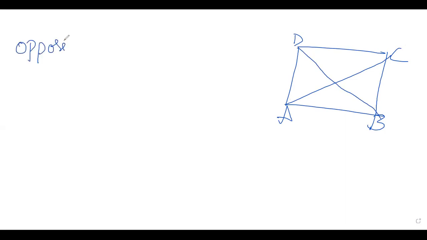Opposite angle. How many angles are here? There are 4 angles: angle A, angle B, angle C, and angle D. There are 4 angles.